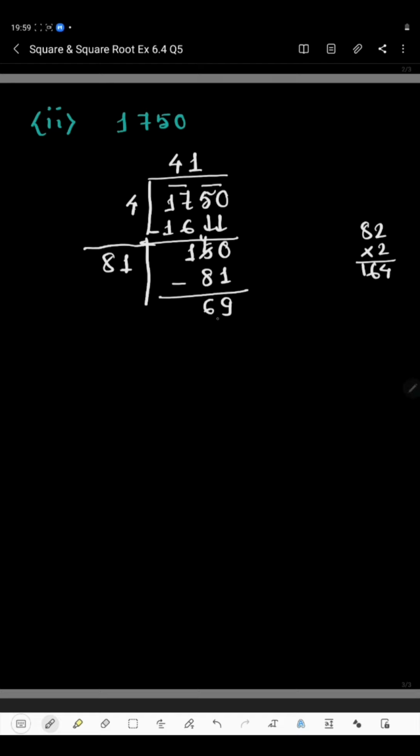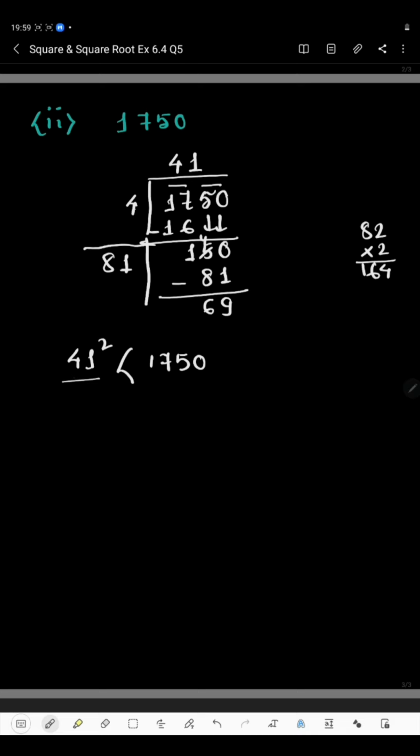Now what does it mean? It means that 41 square is less than 1750. That's why we have got the remainder as 69, right? So here 41 square is less than 1750, and we will have to make it a perfect square number. Now we cannot take the number which is less than 1750, right? So whatever we get after multiplying 41 into 41, that is less than 1750, and we will have to take the number which is greater than 1750.